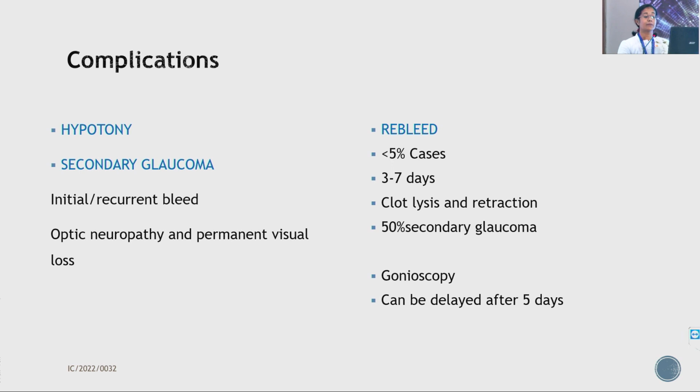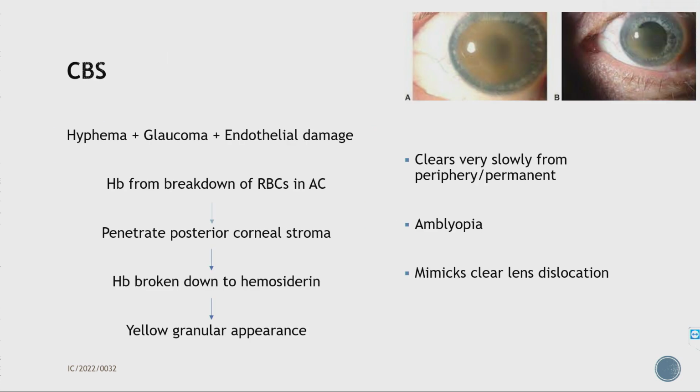The problem with rebleed is that there is a high chance of refractory glaucoma, and gonioscopy we usually delay for fear of rebleed. It is done after a period of 5 to 7 days. Coming to corneal blood staining, a triad of hyphema, glaucoma, and endothelial damage leads to corneal blood staining.